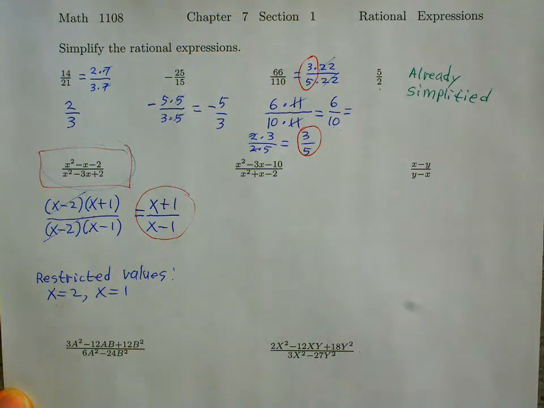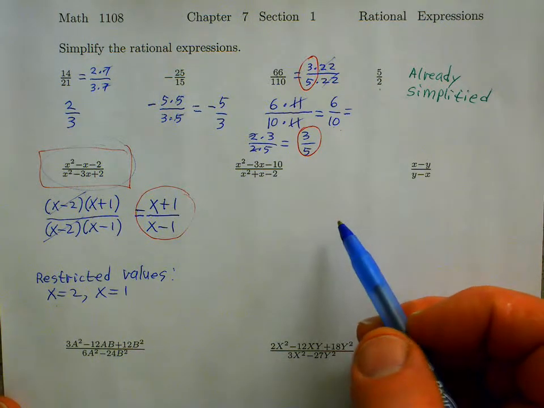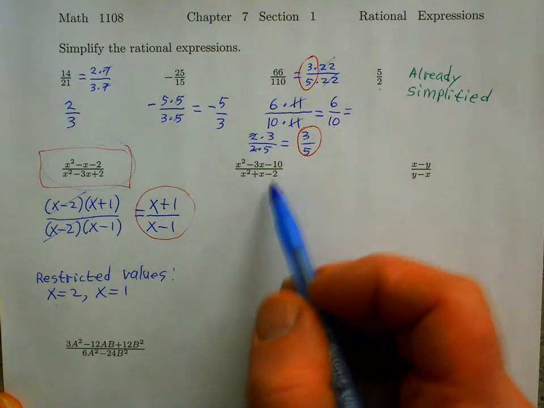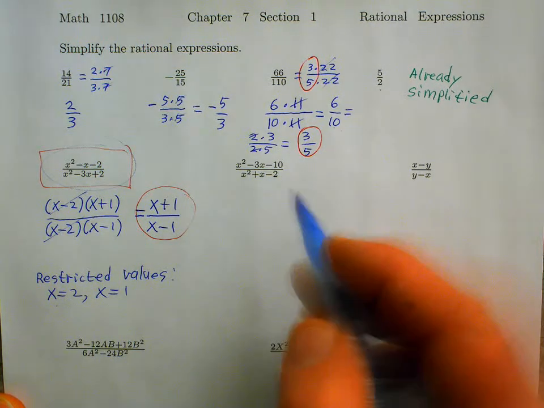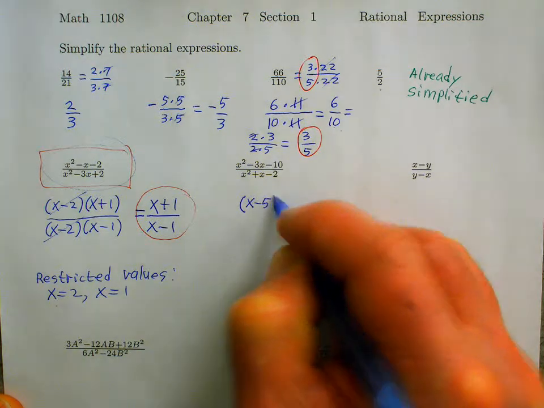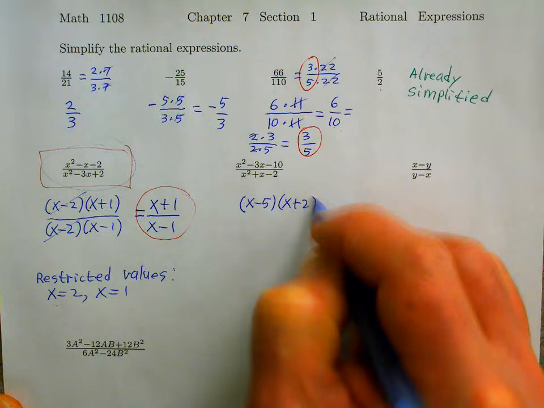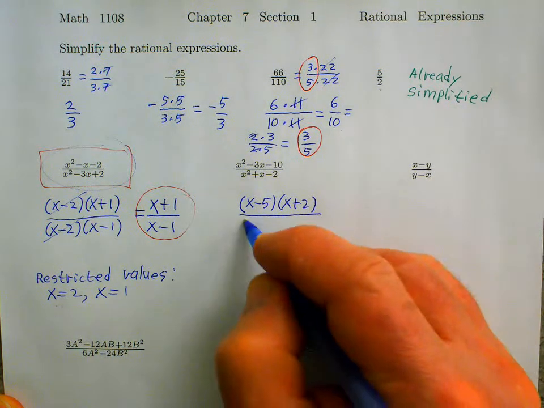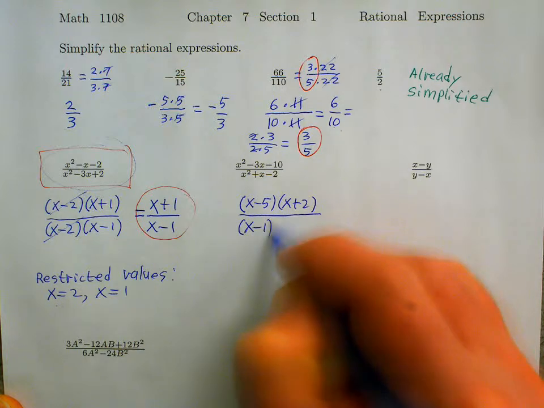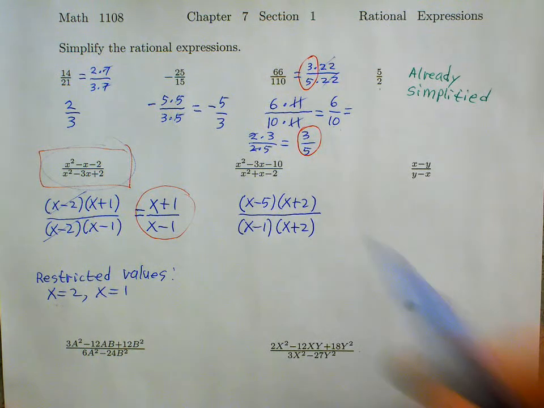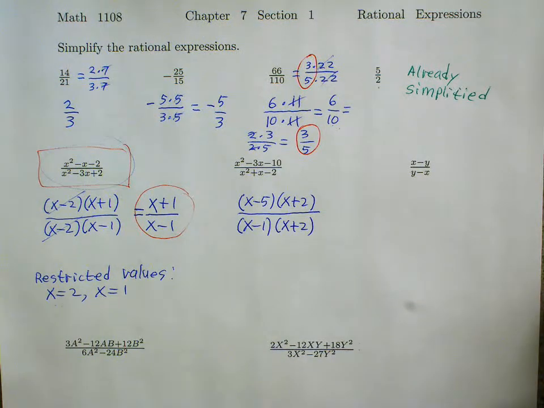Okay, in the next example, x squared minus 3x minus 10 divided by x squared plus x minus 2. The numerator factors to x minus 5 times x plus 2. And the denominator factors to x minus 1 and x plus 2. And you can verify by multiplying that we have the right factorization.